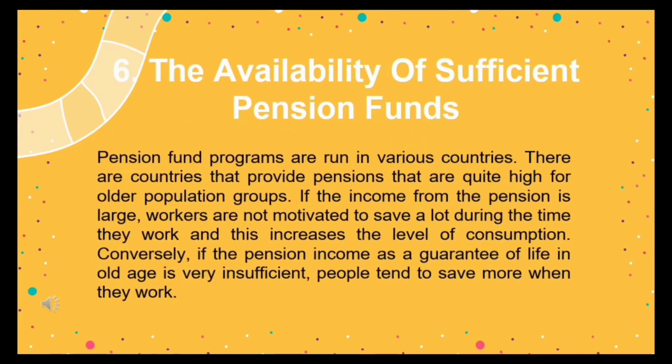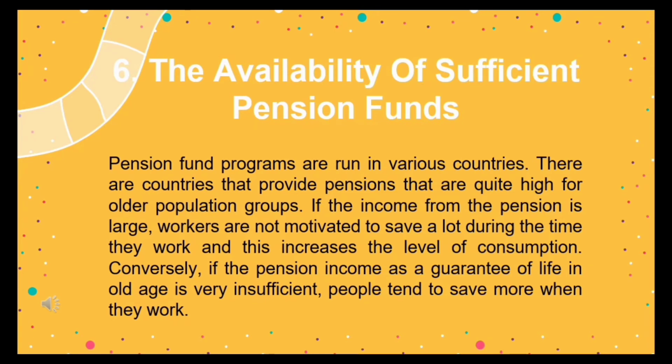6. The availability of sufficient pension funds. Pension fund programs are run in various countries. There are countries that provide quite high pensions for older population groups. If the income from the pension is large, workers are not motivated to save a lot while working, and this increases the level of consumption. Conversely, if the pension income as a guarantee of life in old age is very insufficient, people tend to save more when they work.